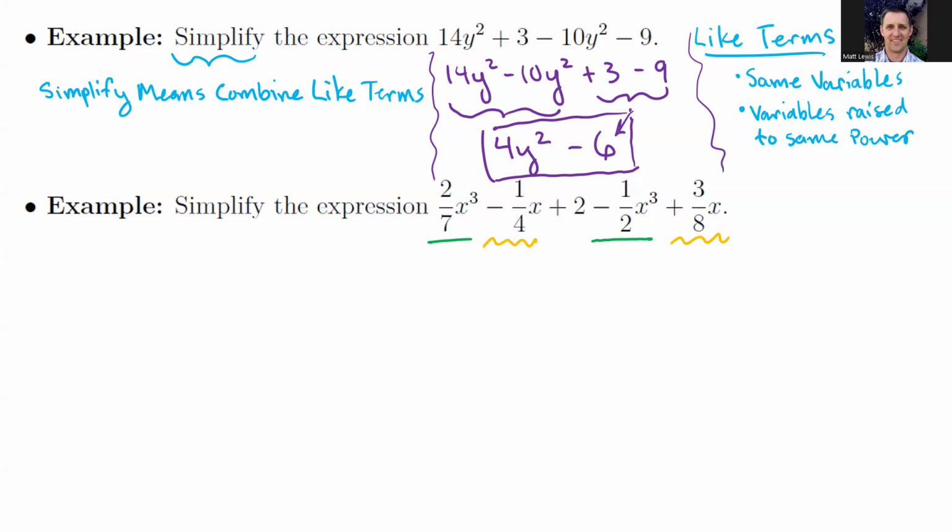So I might start by putting the 2/7 x cubed and the minus 1/2 x cubed next to one another so that they're ready to be combined. Same thing with the minus 1/4 x and the plus 3/8 x. And then plus 2 doesn't have any terms that are like it, so we'll just put it at the end.